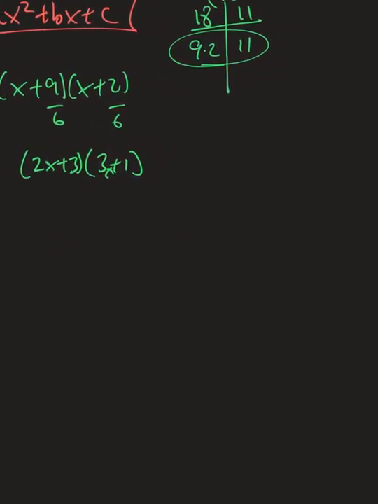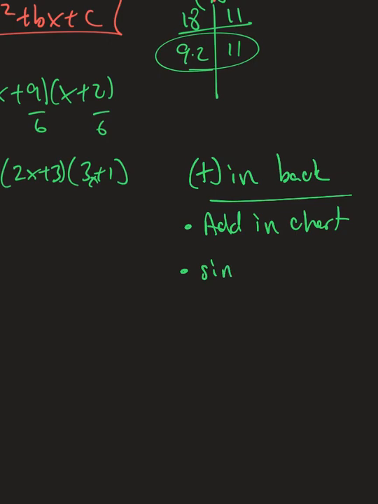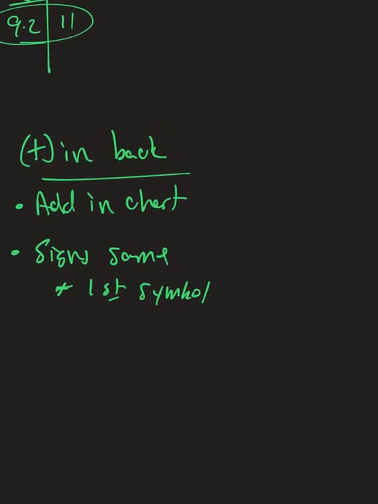So in my way, if you're looking here, if there's a plus in the back, it means two things. One, you're gonna add in the chart. Two, my signs are both the same. Well, that's signs, not sings. And then you look to the first part. So the first symbol is a positive, so they're both positive. And I'm gonna put that, look. First symbol or sign.